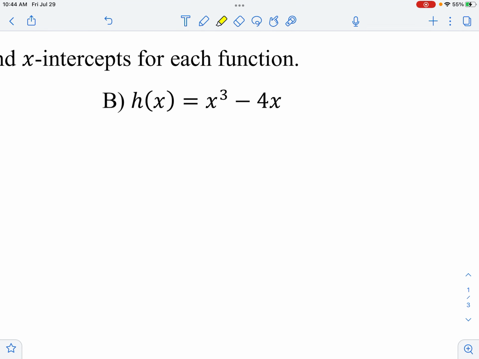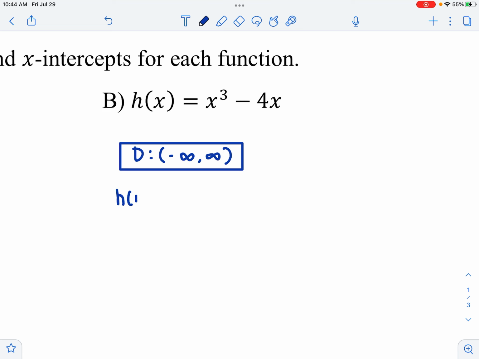First off, domain. I look for any restrictions. There aren't any. So my domain is all real numbers. No fractions, no denominators, and no square roots. Okay, so now I'm going to find my y-intercept by plugging in 0 for x. So I have 0 cubed minus 4 times 0, which is 0. So I know my y-intercept is (0, 0).